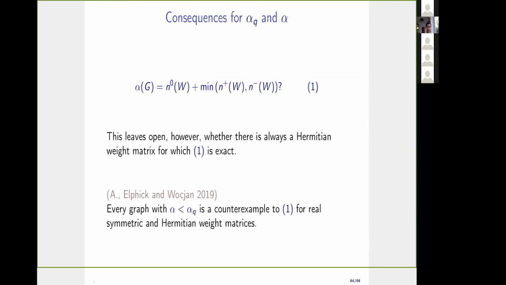And from our result with the upper bound on the quantum k-independence number by the inertia bound, we know that every graph for which alpha is strictly smaller than the quantum counterpart is going to be a counterexample for this question by Elzinga and Gregory. So this is another consequence from our result.